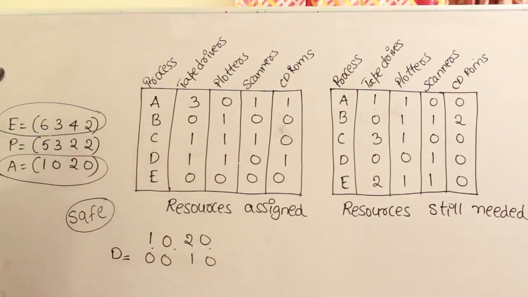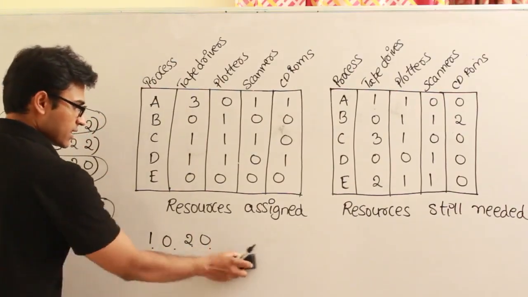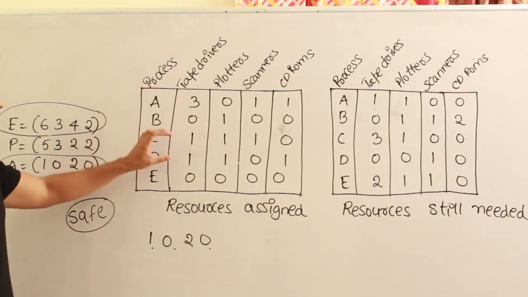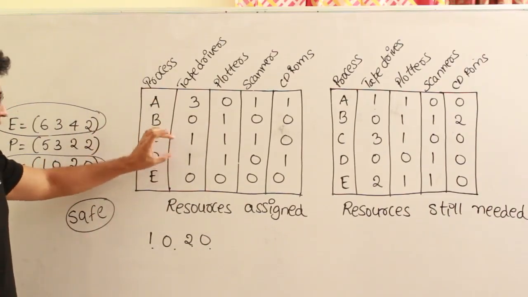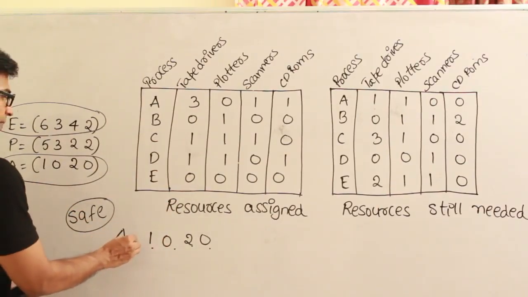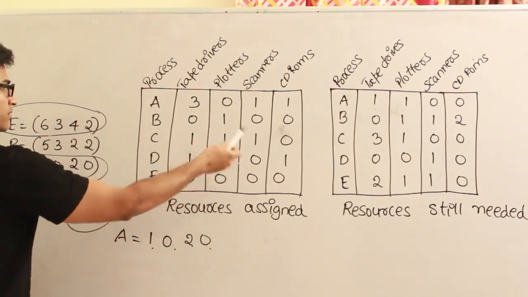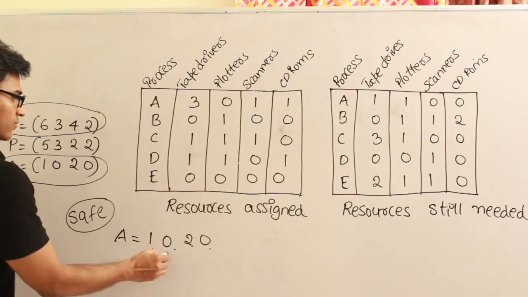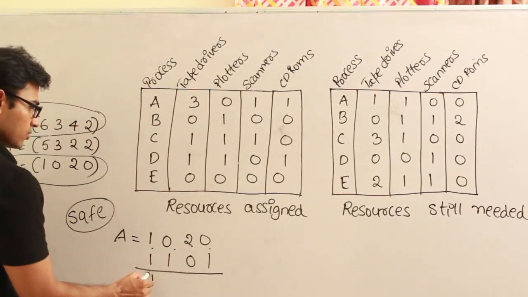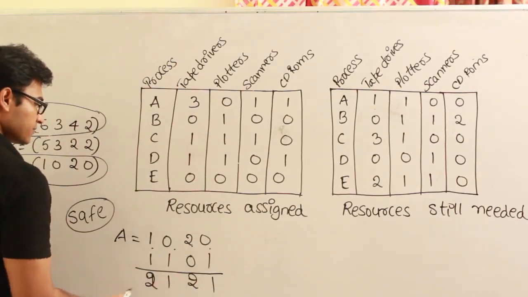1101 it will release. Therefore I am just writing like this: whenever I could satisfy the need of a process, I am just assuming that it is going to run till completion, and I'll take the allocated vector and add it to the availability. See, this is the available vector, right? Now if I allocate the need for D, D will run to completion and it will release all the resources allocated, which means D will release 1101. Therefore new available will be 2121. See, generally people will get confused here.